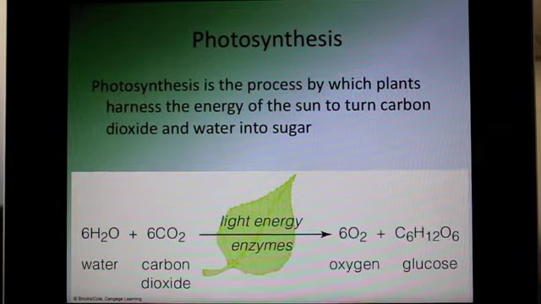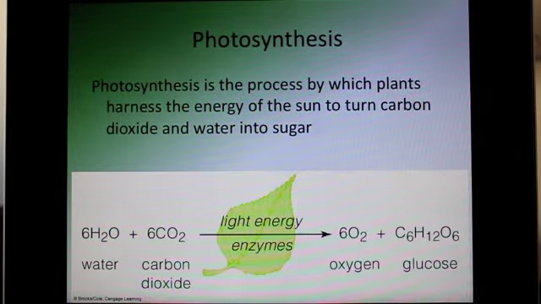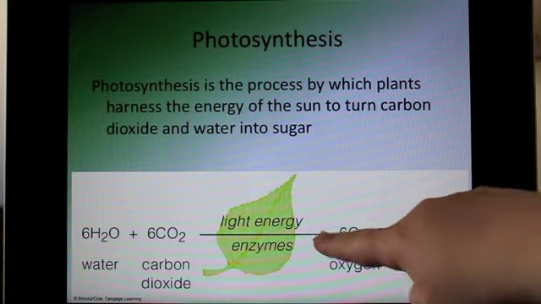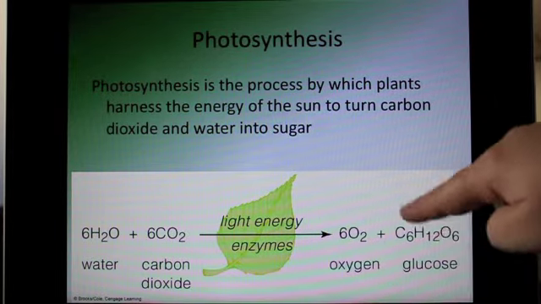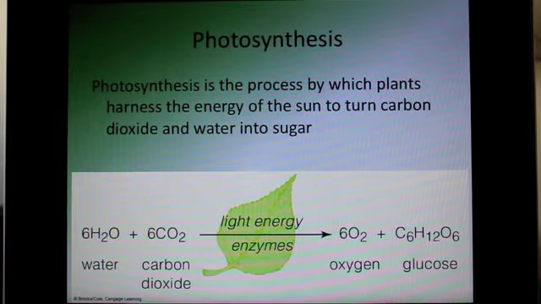So here's the chemical formula for that. The reactants are water and carbon dioxide. You need 6 of each. And then in the presence of light energy and enzymes, you get the products of oxygen and glucose. Glucose, if you remember, is a sugar, and the plant uses this to make many other sugars, starches, and compounds in the cell.